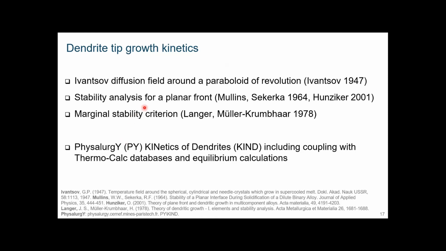Another thing is that you need to know the radius of the tip, and for that you can rely on two things. The first is the stability analysis for a planar front. You can derive an equation that corresponds to the minimum wavelength that will destabilize the planar front interface. This can be done for a multicomponent alloy, which was done in 2001 by Hunziker. Then you can apply a criterion to decide the working point of the dendrite tip radius, and one criterion was proposed in the 70s by Langer and Müller-Krumbhaar.